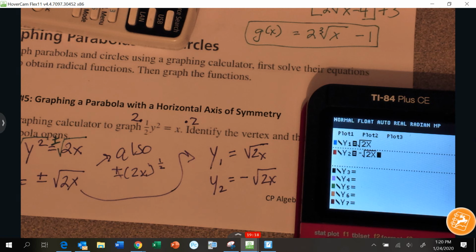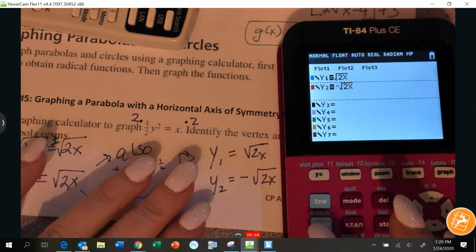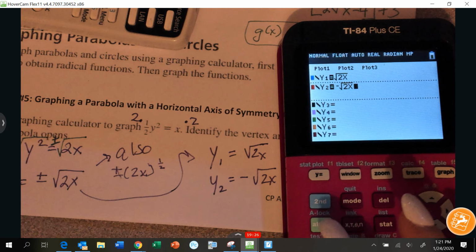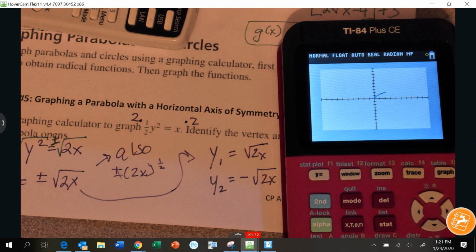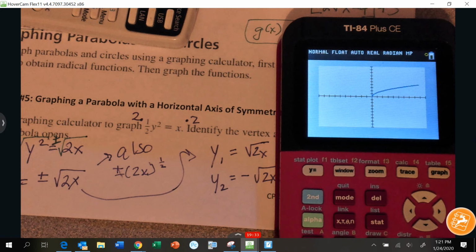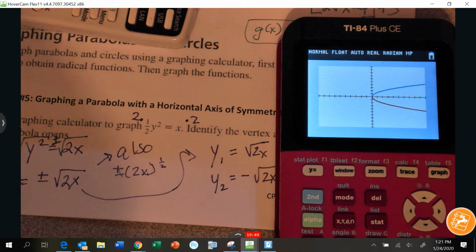And then when you have that, you can hit graph. If your graph is not centered, if it's really far zoomed out, zoom 6 fixes your window. So what I have is a positive square root and a negative square root. Together they make a parabola.